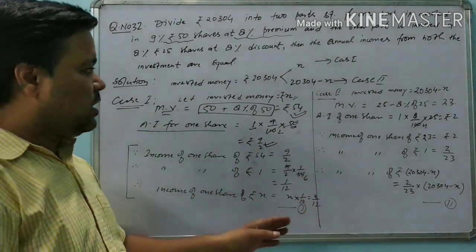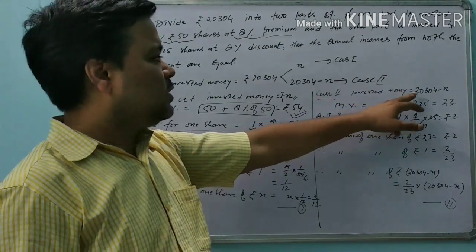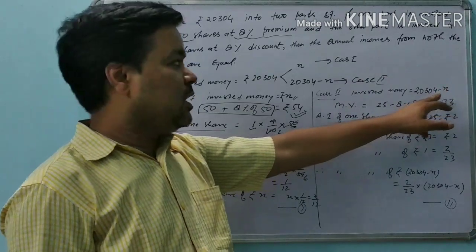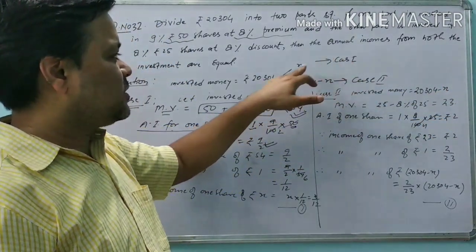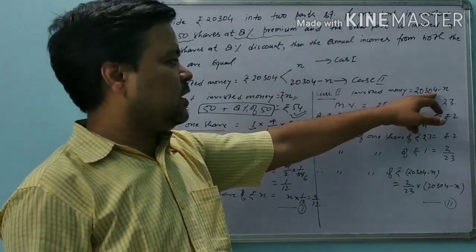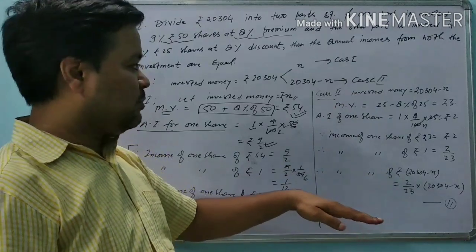We will use it later. Now in case second, the invested money will be 20,304 minus x. Why are we doing it this way? Because in the first case the invested money is x, then the remaining money, that is 20,304 minus x, will be invested in the second type of company.